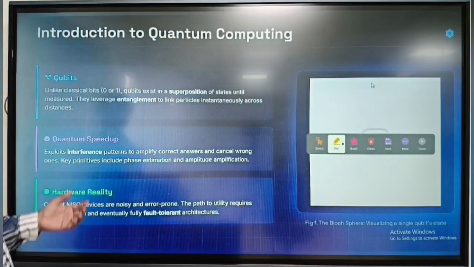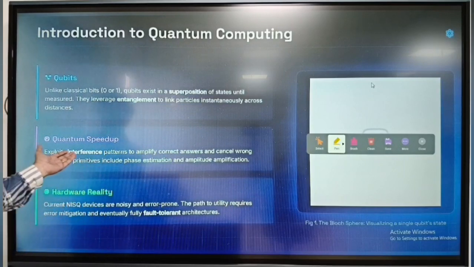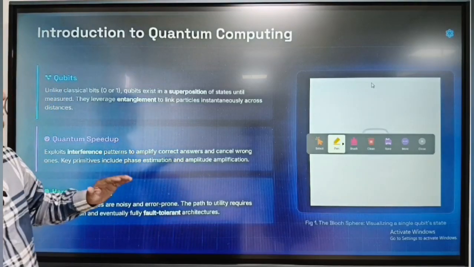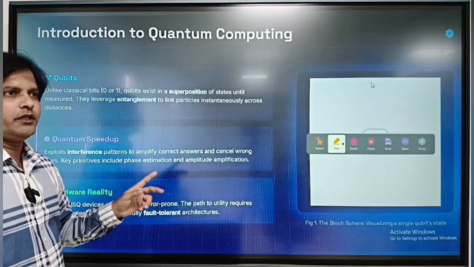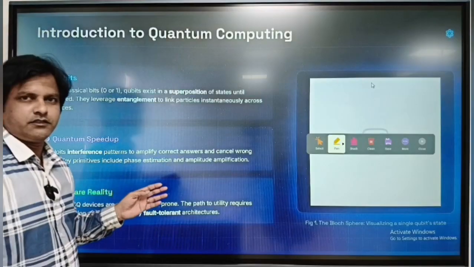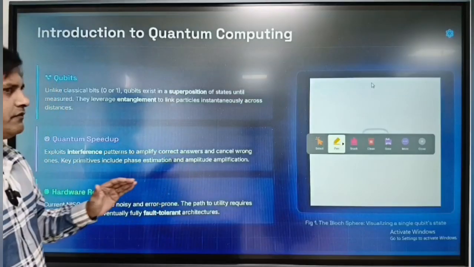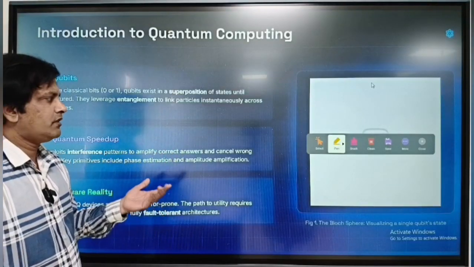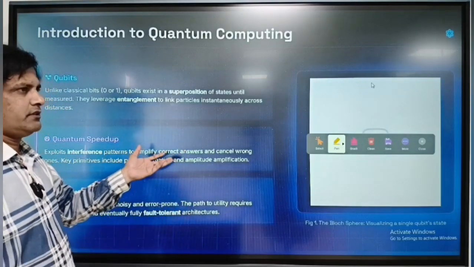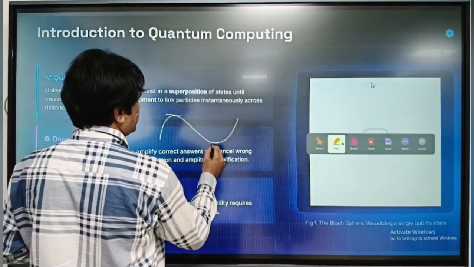So next, quantum speed up. To speed up the processor, that means the calculation time, the interference patterns are used to amplify the correct answers. Interference patterns: here the interference always occurs whenever two coherent waves are superimposed. They form crests and troughs. If you consider the crest as a correct value, that means the desired value, that is represented by 1, and the trough is always represented by 0, that is, the answer is no. For a question, if you ask what is the probability, yes or no, yes is represented by the crest. When you take a wave like this, it is represented by the crest and this is the trough.